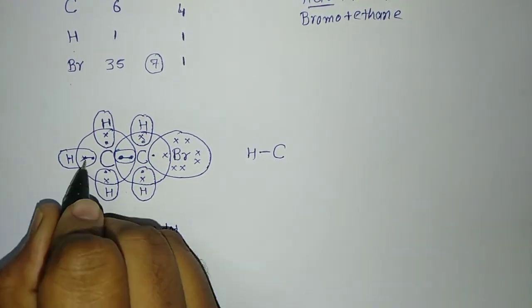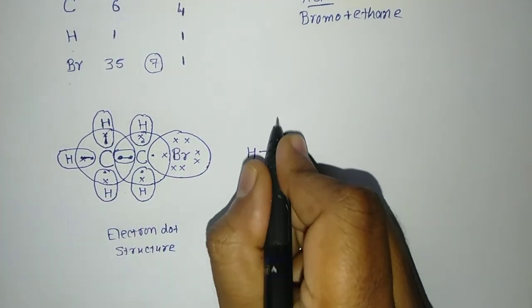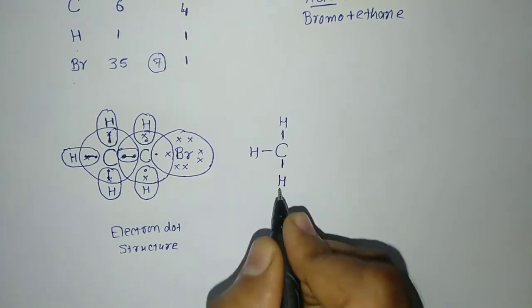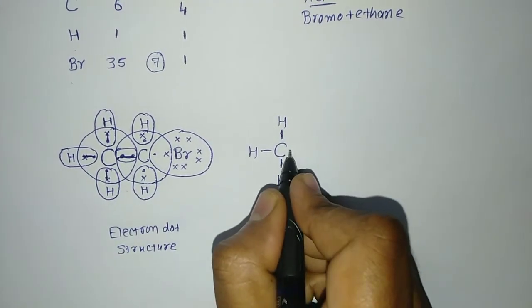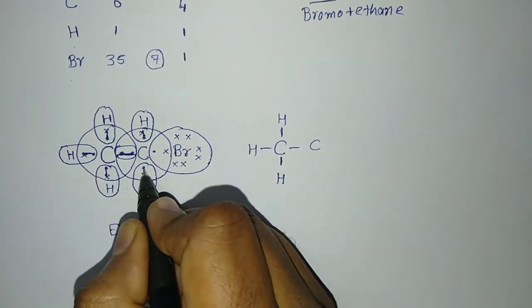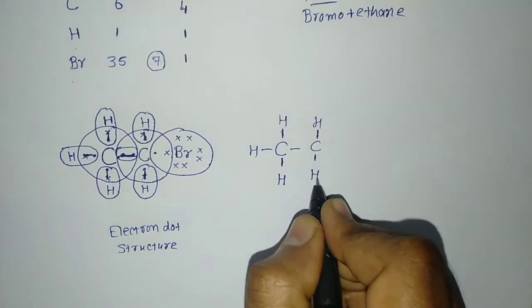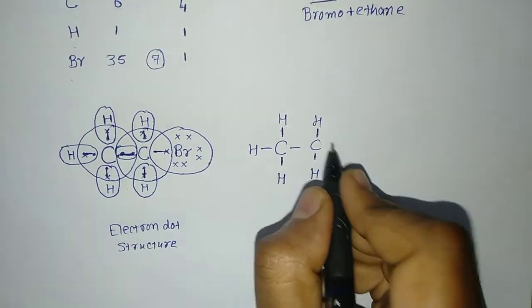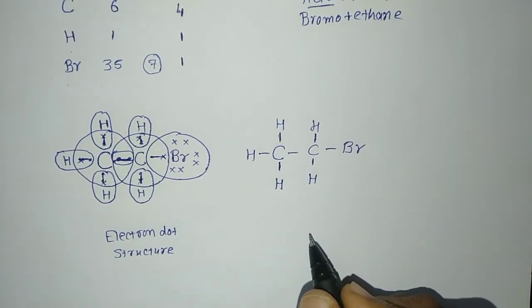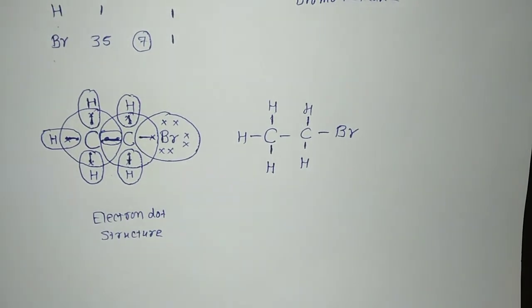One hydrogen, as we have shown, 1 bond. Again, this is 1 bond with the hydrogen. Below, a single bond with the hydrogen. Now this is the bond with the other carbon. Carbon has 1 bond with the hydrogen and another bond also with the hydrogen, and here also hydrogen, and 1 bond there with the bromine. So this is the structural formula of bromoethane, and I hope you understand how the bond formation occurs.